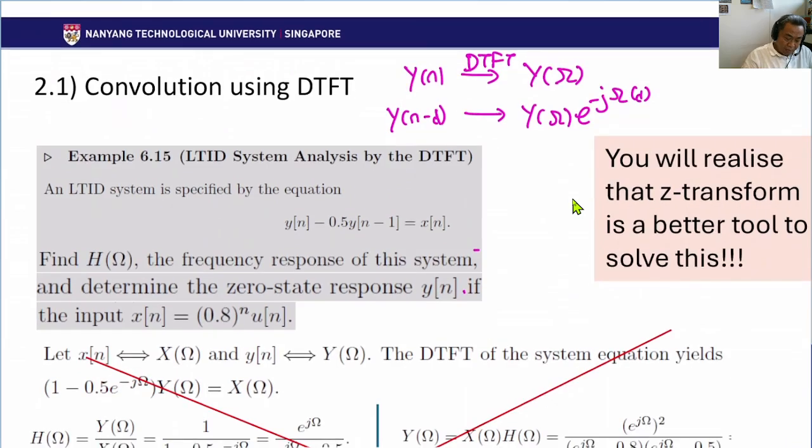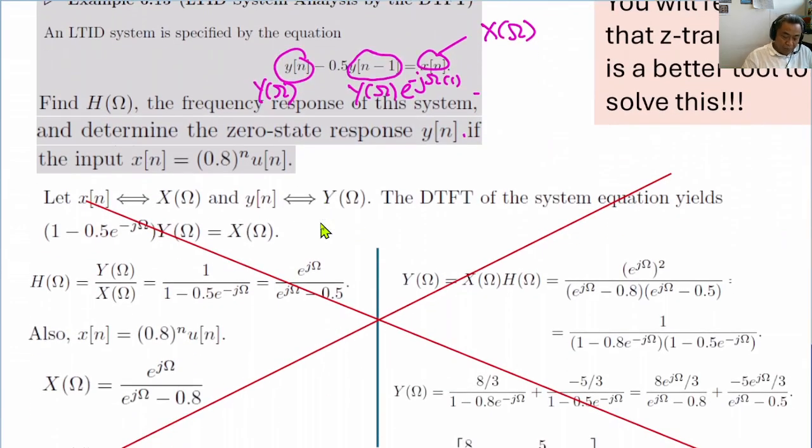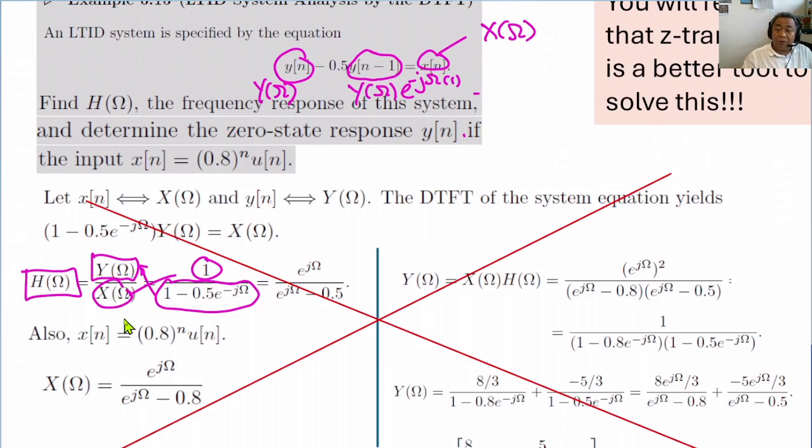So what I'm saying is this: y of n becomes Y of omega. What about this guy? It becomes Y of omega e to the minus j omega times 1. What about this guy? It becomes X of omega. Now you can manipulate these equations just like algebra. You realize that we can have this: Y of omega is this guy times this. X of omega is this. And by putting Y of omega over X of omega, we get the important frequency response representation of the LTI system.